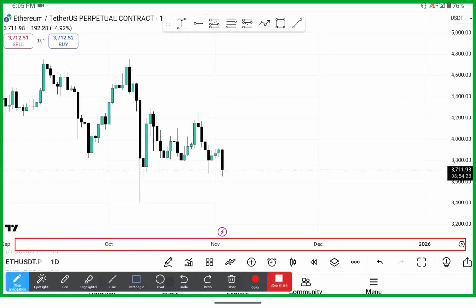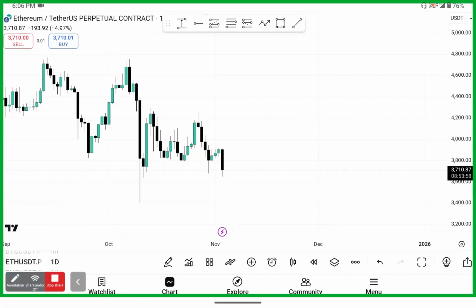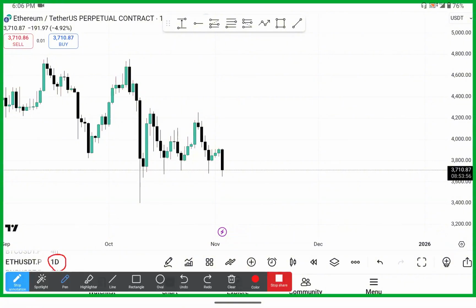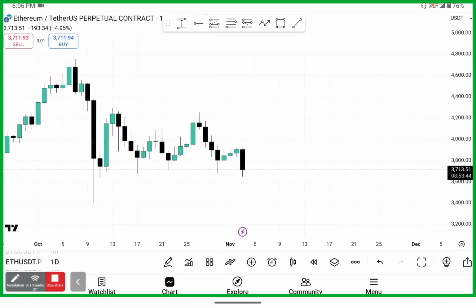keeps time on record. This is October, this is November, this is December, this is 2026. You get into a new year. So you should keep an eye on this. This is my time frame. I have opened a chart of daily. And what does this indicate? If I open my chart to the daily, it means every candlestick that you see on this chart took a day to form. You get?